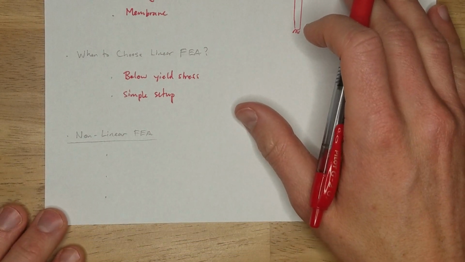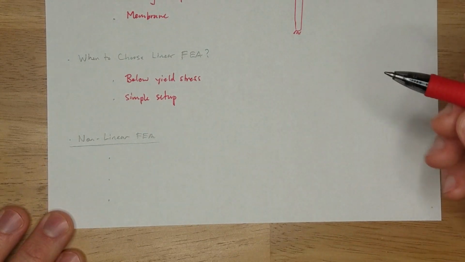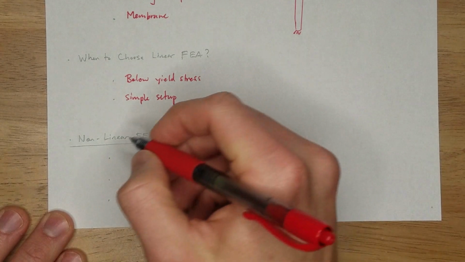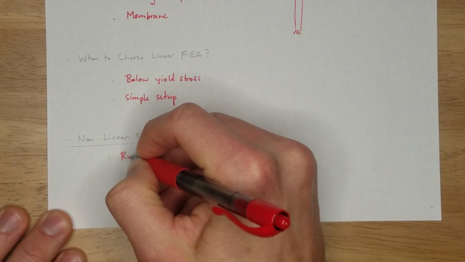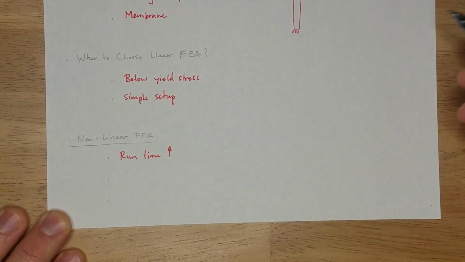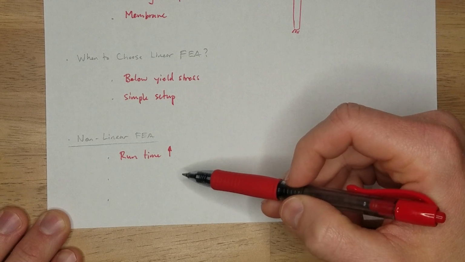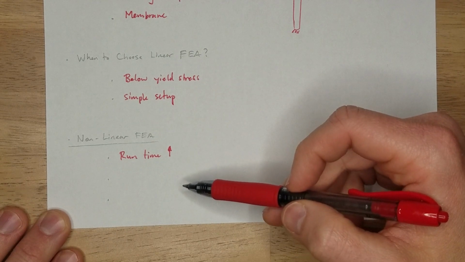When then would we reach for nonlinear? Well, obviously anytime these criteria are not met, but the first thing we really need to know about nonlinear is that the runtime is going to go up. This is the big advantage that linear has over nonlinear. The runtime gets a lot bigger when you have nonlinear FEA, especially if you've got contacts or assemblies of big components.